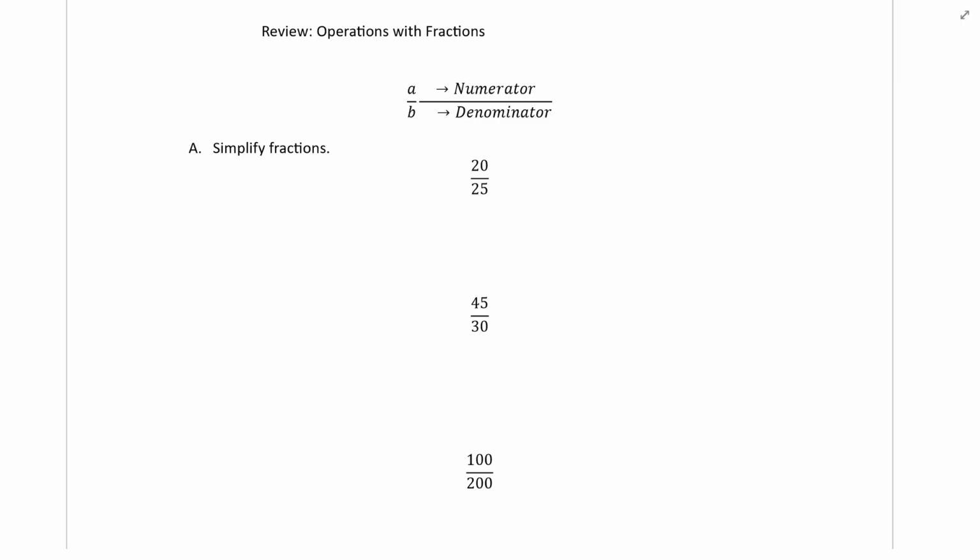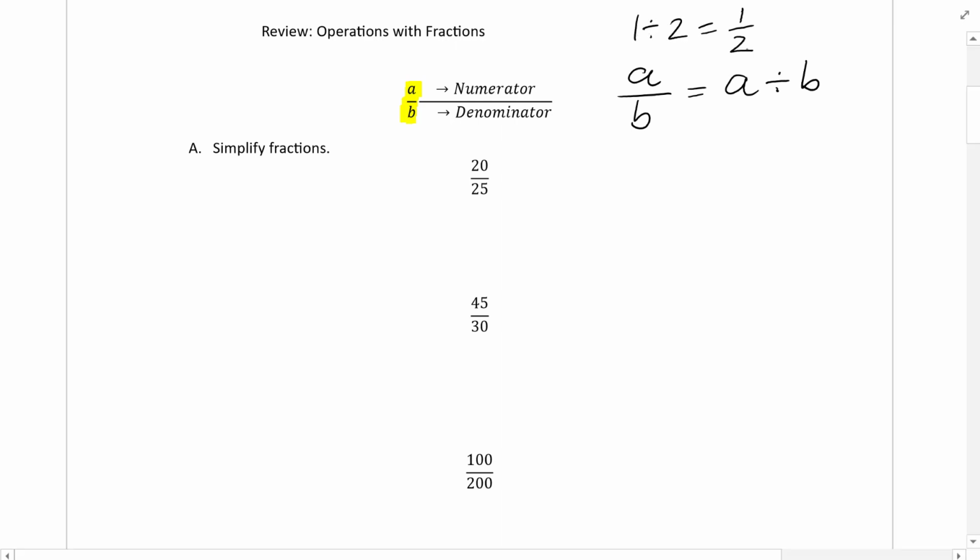In this video, we'll review fractions and we'll compute operations with fractions. So let's remember that a fraction is of the form a over b, where a is called the numerator and b is called the denominator, and the actual operation between a over b is a divided by b. So if we want 1 divided by 2, we can write it 1 over 2.